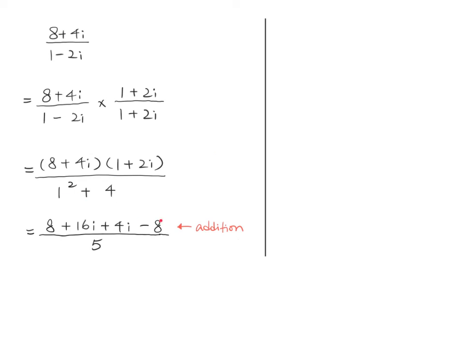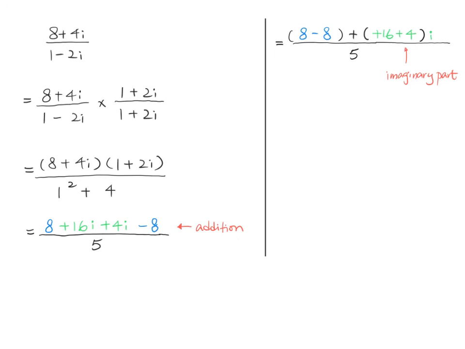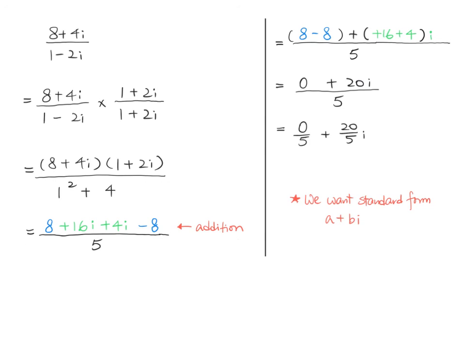And now we have some additions to do here. So we put the real parts together, that is 8 and -8. And we also group the imaginary parts together because they are stuck with the i's. So plus 16 plus 4 together gives us 0 plus 20i over 5. But because we always express our answers in standard form, we split this up into 2 fractions. And so the answer would just be 4i.